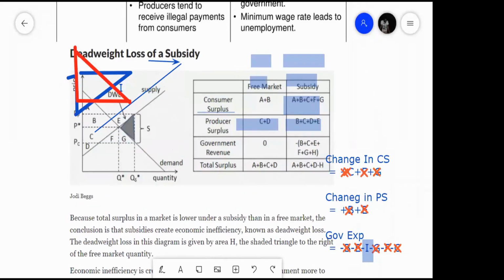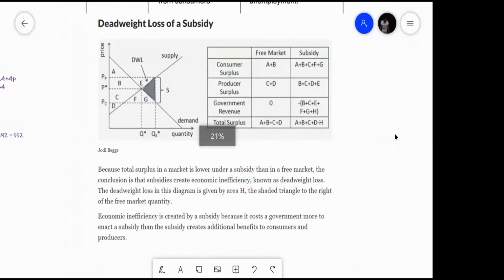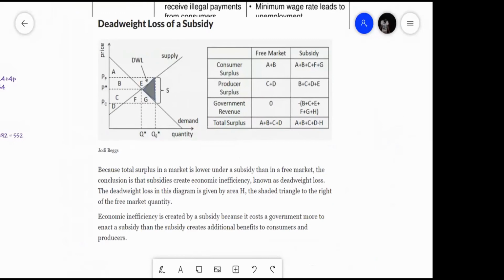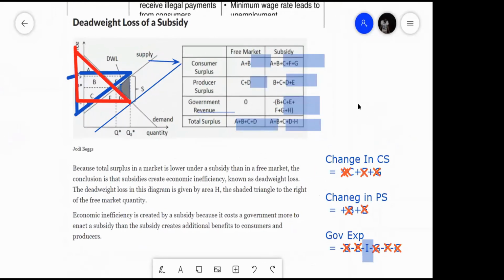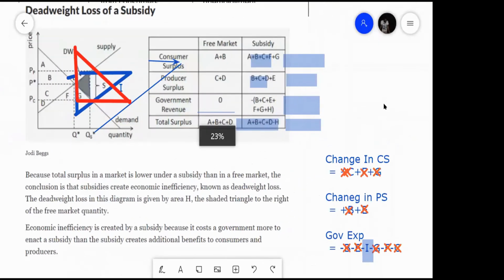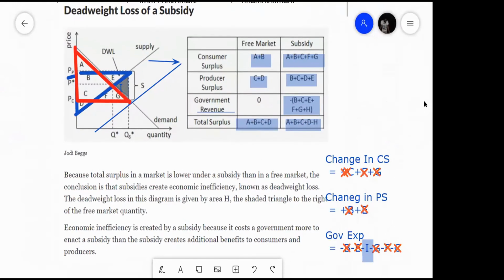Why is there a deadweight loss? If you want, I'll send these pictures. If you want, someone can get a picture of this and put it on the group. This thing also, okay, I'll put this also. Okay, it's a little zoomed. So you can put a screenshot on the group.